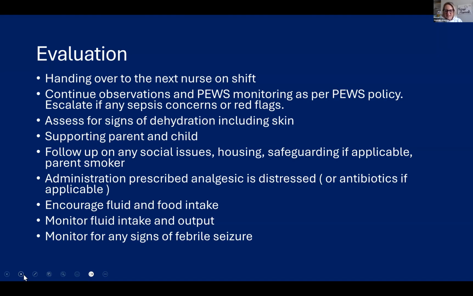If your child's deteriorated in that scenario and you're handing over to the doctor, you obviously just want an immediate review as per PEWS escalation. So you don't need to give them a whole list of things because you're demonstrating you understand the child's deteriorated and you are going to immediately escalate that for the child to be reviewed.